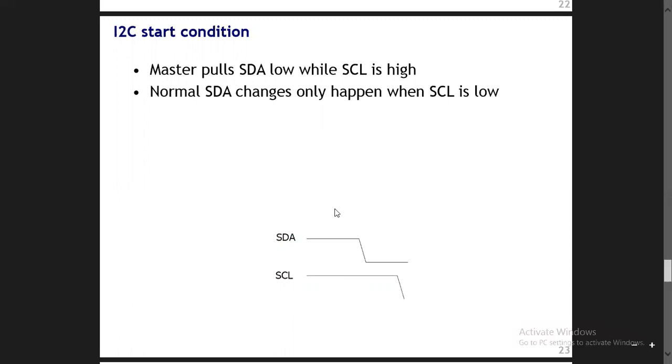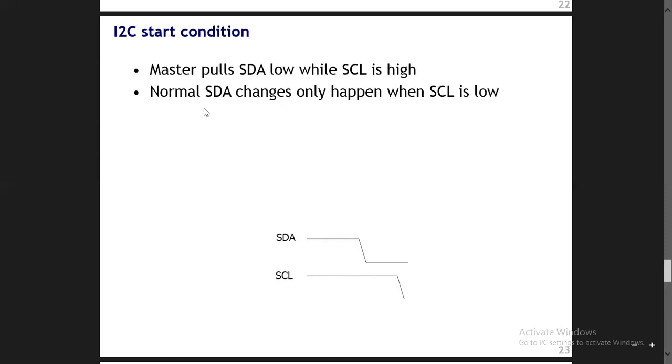So what will happen when the transaction starts? This is the pattern which basically helps us identify the start of the transaction. If we have seen a high to low transition on the SDA line while the clock is high, it basically identifies the start of the transaction. So master pulls SDA low while SCL is high, means you can see SCL is high here in this case, and when SCL is high, the master basically drags SDA down to the lower level. So this transition from high to low makes a start condition. This is a very important aspect of the I2C protocol. You have to keep this information in your mind, that how we identify the start condition.